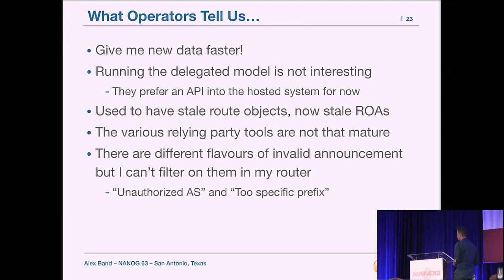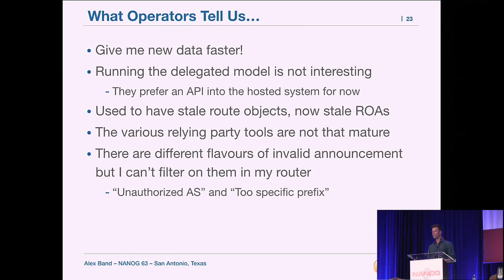So what do operators now tell us? What they really tell us is we want data faster. If there is new information out there, currently all of these RPKI validators, these relying party tools, are kind of slow. They used to update every 4 hours, and now they update every 2 hours, but operators really want this in minutes. As soon as there's something new out there, they just want to know about it.